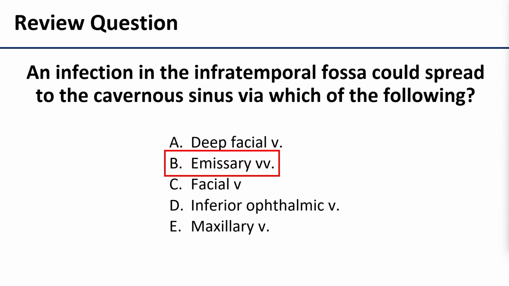All right, the best answer here is B, the emissary veins. Now, we could argue back and forth that it could possibly path through the deep facial vein to the facial vein to the inferior ophthalmic into the cavernous sinus, but we're not going to do that. We're going to say there is a direct connection from the infratemporal fossa via those emissary veins through the cranial bones and directly into the cavernous sinus.